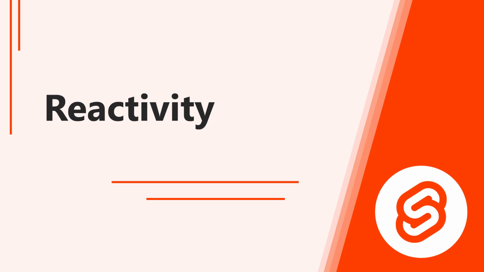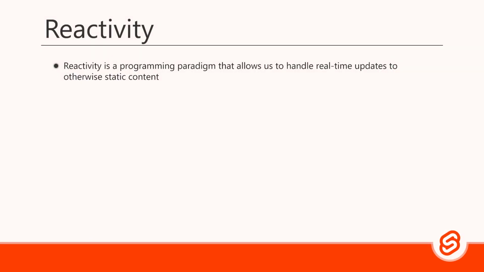In this video, we'll learn reactivity in Svelte with reactive statements and declarations. Reactivity is a programming paradigm that allows us to handle real-time updates to otherwise static content. By default, JavaScript isn't reactive. If we compose data from existing sources and those sources change, the data won't be updated automatically.